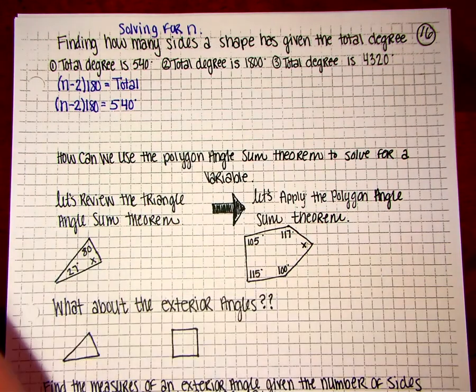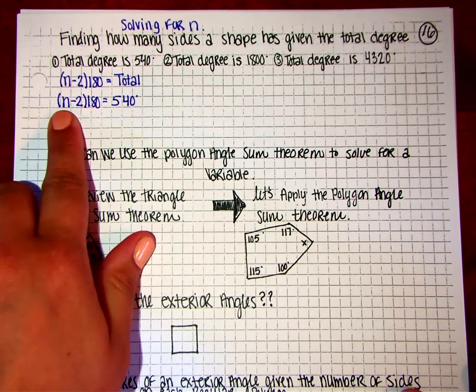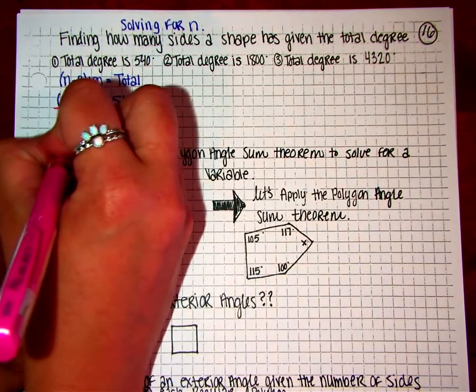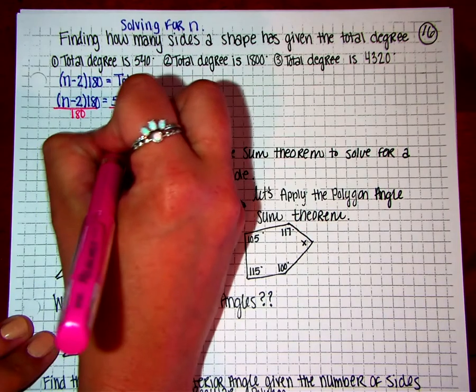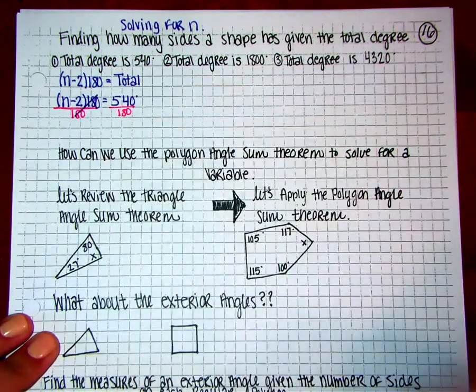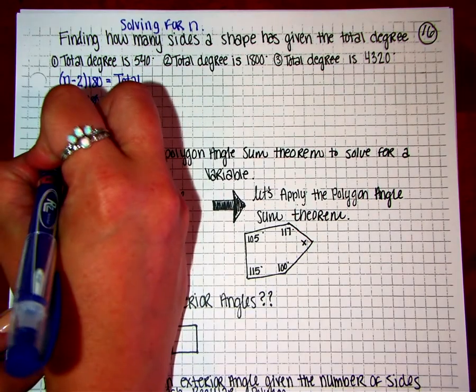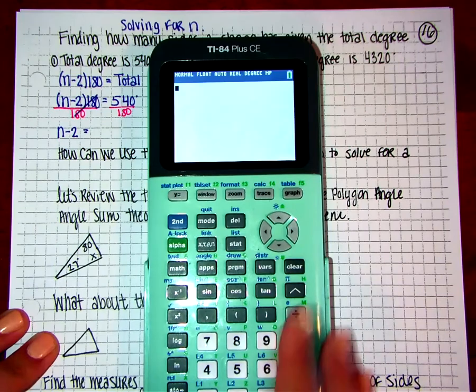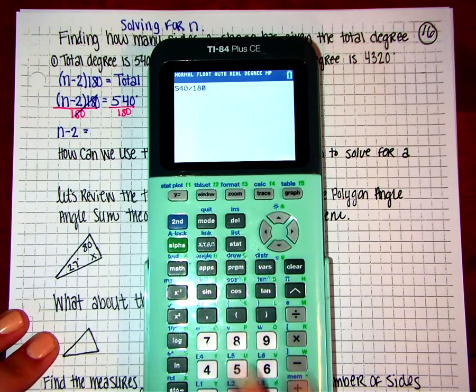So what we have to do is get rid of all of our variables. We're solving for n in this case. First thing you want to do, I would recommend, is divide both sides by 180. That's going to be your best bet. Don't distribute 180, it just makes more work. So now we have n minus 2 equals, and 540 divided by 180 is 3.